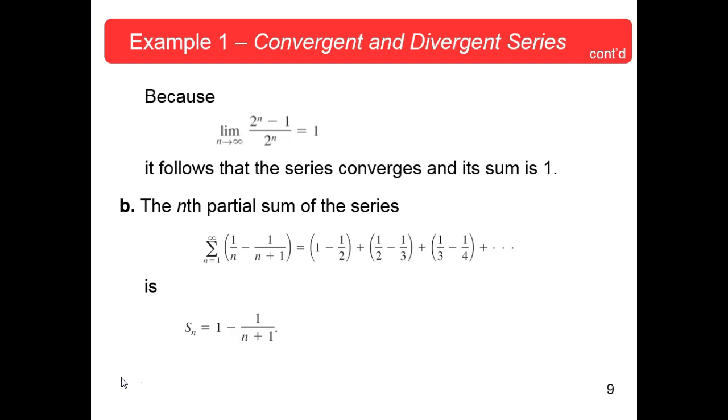Here's the next one, okay? The nth partial sum of this series, okay? Summation of n equal 1 to infinity of 1 over n minus 1 over n plus 1. Okay, let's do a few of those. What would be the first term? 1 minus 1/2. Next term? Okay, 1/2 minus 1/3. The next one? 1/3 minus 1/4. The next one? 1/4 minus 1/5, and so on. Okay?